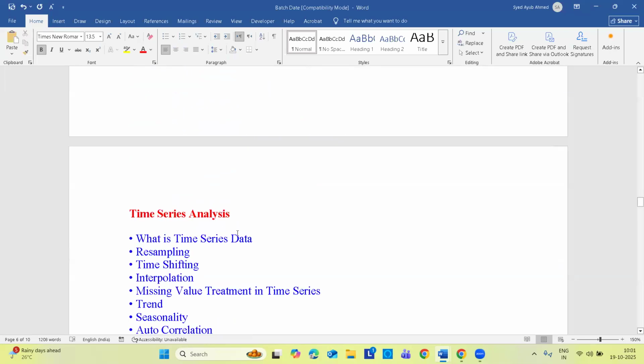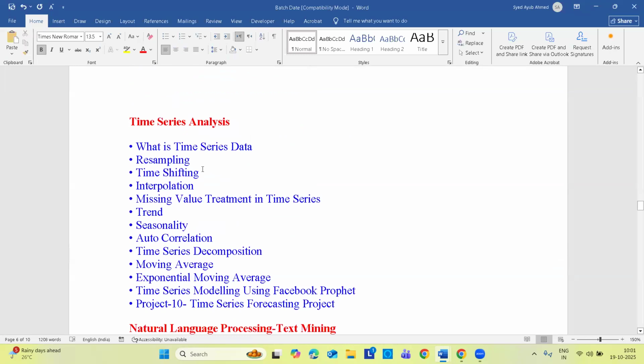Next is time series analysis. What is time series data, resampling, trend, missing value treatment, interpolation, and seasonality. Moving average, time series modeling, and all using different techniques. And then some project work will be there.